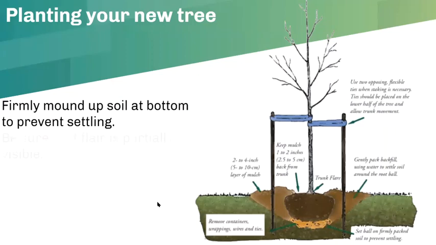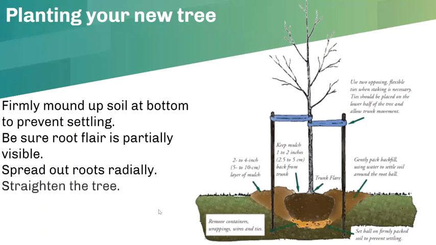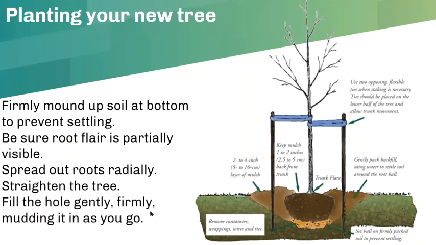Make sure you have that stick across there, that little piece of wood across there, so you'll know where the ground level should be, and you should be able to see that root flare just above that level. And you want to spread those roots out evenly spaced around the tree so that they're headed outward, not downward. Straighten the tree, have somebody else hold it. And then you're going to start backfilling with the soil.